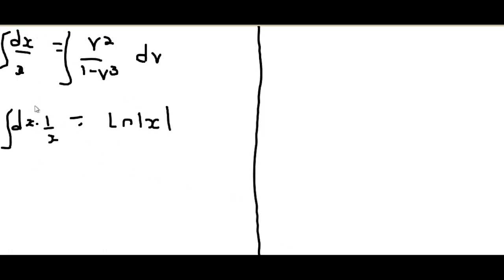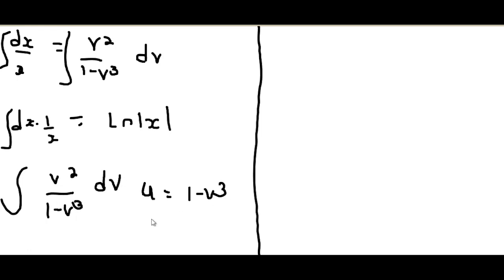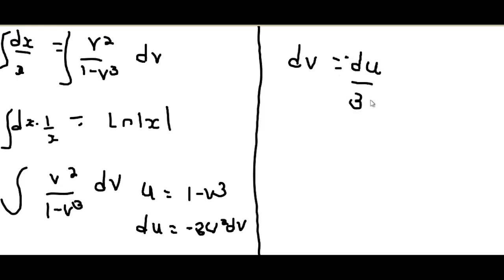So we have already integrated this side, so let's go to this other side. We're told to integrate v squared over 1 minus v cubed dv. So our u will be 1 minus v cubed, our du will be negative 3v squared dv. So the value of dv will be du over negative 3v squared.